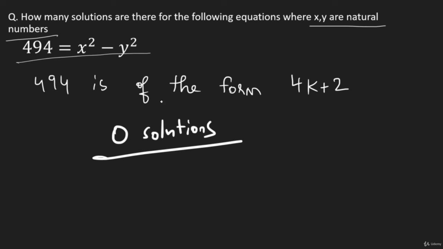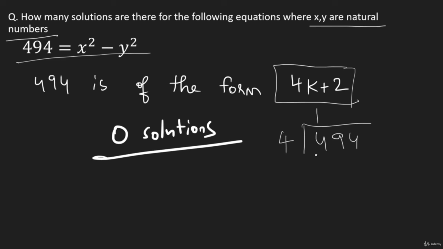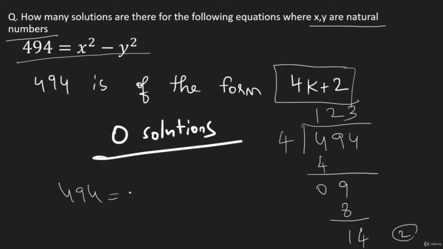Now why is 494 in the form 4k plus 2? Let's divide 494 with 4. What do you get? You can do it mentally, but let me do it in the long division method. So you'll get 0 over here. 9 goes 2 times, right? So that's 8. You get a remainder of 1, and then you have 14. So it goes 3 times, so you get 12, and your remainder is 2. So you can see 494 is equal to 4 into 123 plus 2, and therefore it's in the form 4k plus 2, right? And hence it cannot be expressed in the form x square minus y square. Therefore the answer to this question is 0.